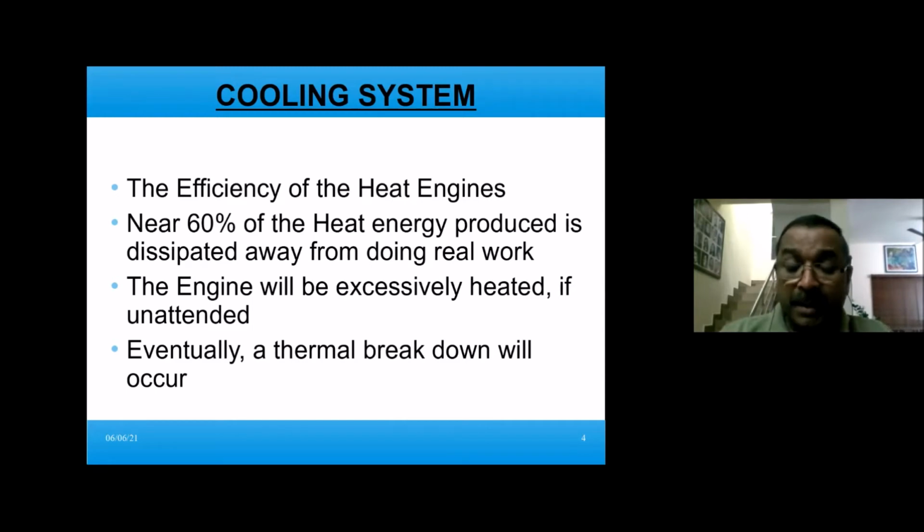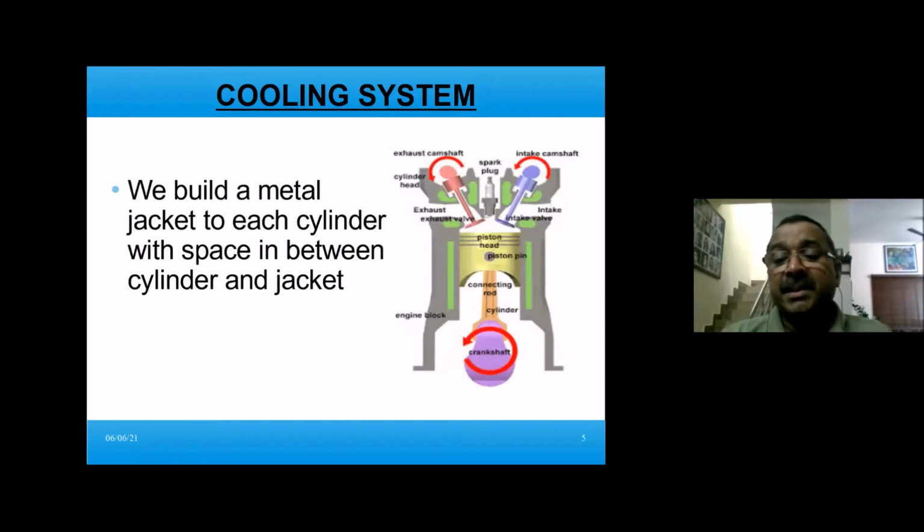So there must be a cooling system in your engine, because the excess heat has to be taken away in a better way, so as not to damage the engine. So what we do is we will build a metal jacket around the cylinder, keeping a space in between the cylinder and the jacket.